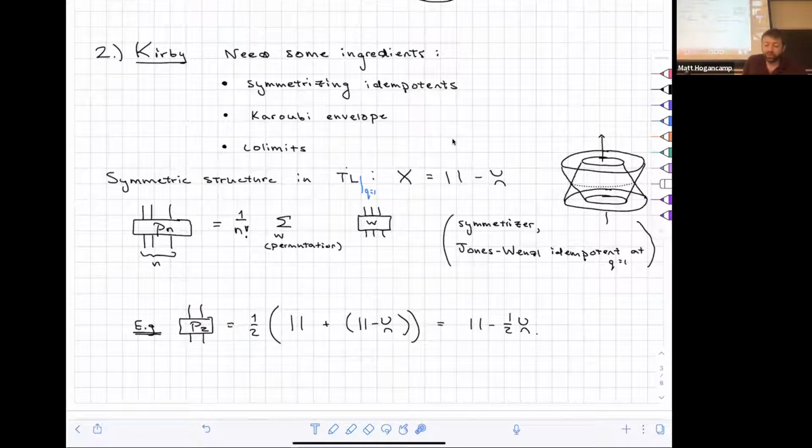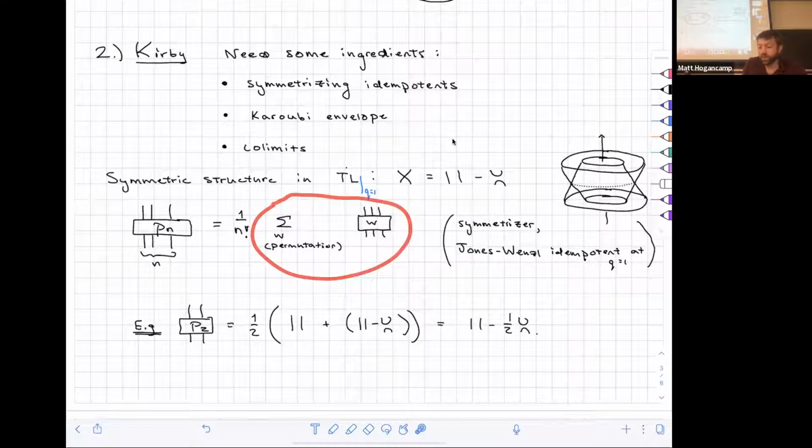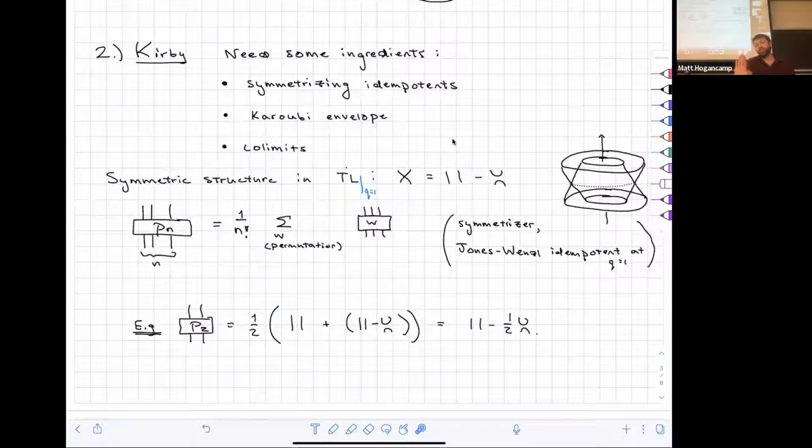The symmetrizing idempotent is just the usual symmetrizer. You take the sum of all permutations, regarding each permutation as a diagram by taking a string diagram. You normalize by dividing by the number of permutations. Okay, so that's the usual symmetrizer. This is the Q equals 1 version of what's called the Jones-Wenzel idempotent.